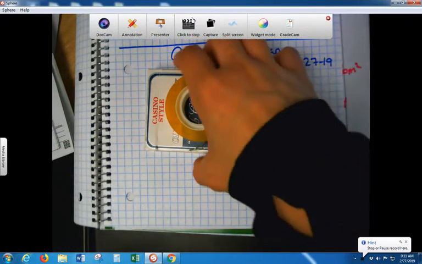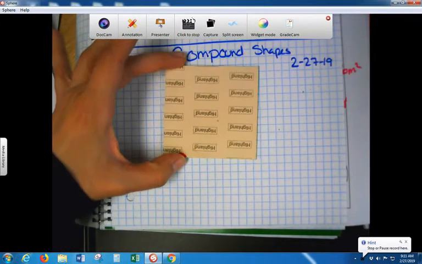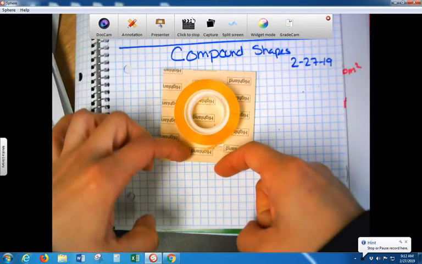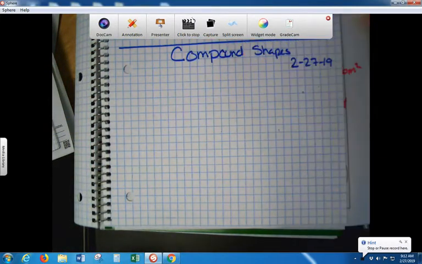Okay? So, or I can have this square and cut out this. Right? I went along and I cut this out. Well, how much did I cut out? How much did I leave? Okay? So that has to do with compound shapes.